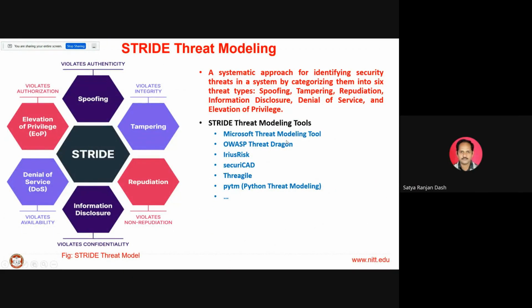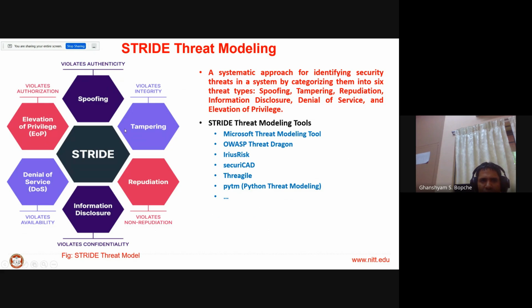So when it comes to STRIDE threat modeling, the first is spoofing. Why does it violate authenticity? When the attacker attacks your network, he may assume your IP address, system IP address, or MAC address. Sometimes he or she may use stolen credentials. So they will spoof the data and use it in the attack.